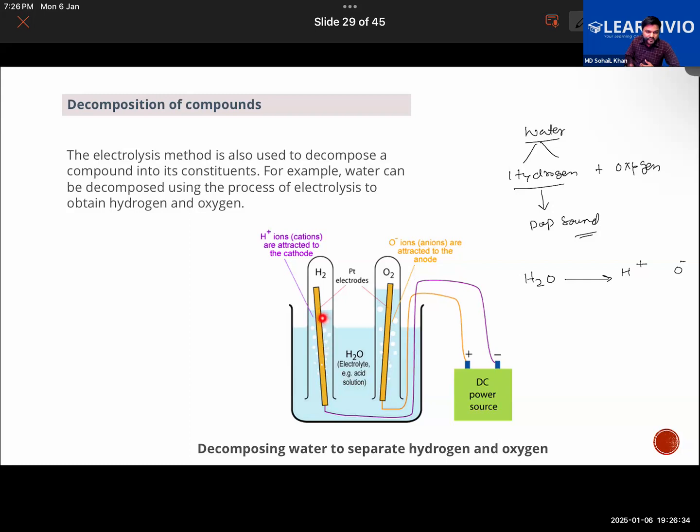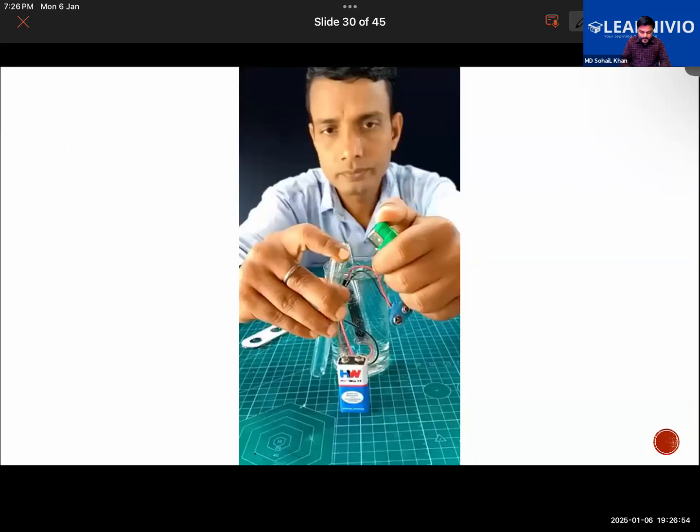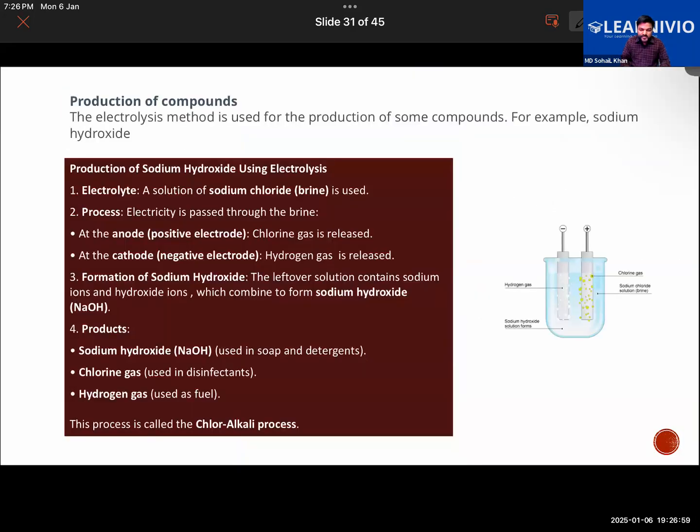So hydrogen gas bubbles would accumulate in this test tube that contains the cathode, while oxygen, being anions, will be attracted towards the anode, the test tube in which the anode is present. So we have split up this compound in this manner. Hope it is clear to everyone. That was decomposition. Further, we see that certain kinds of compounds can also be created using this method.